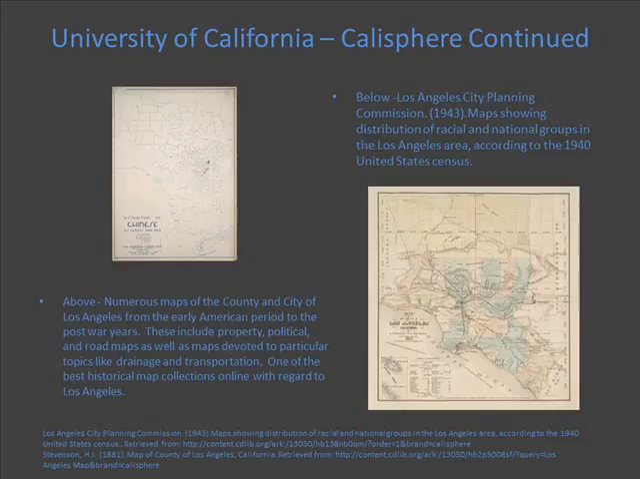They also have numerous maps of the county and city of Los Angeles from the early American period to the post-war years. These include property, political, and road maps, as well as maps devoted to particular topics like drainage and transportation. One of the best map collections online with regard to Los Angeles.